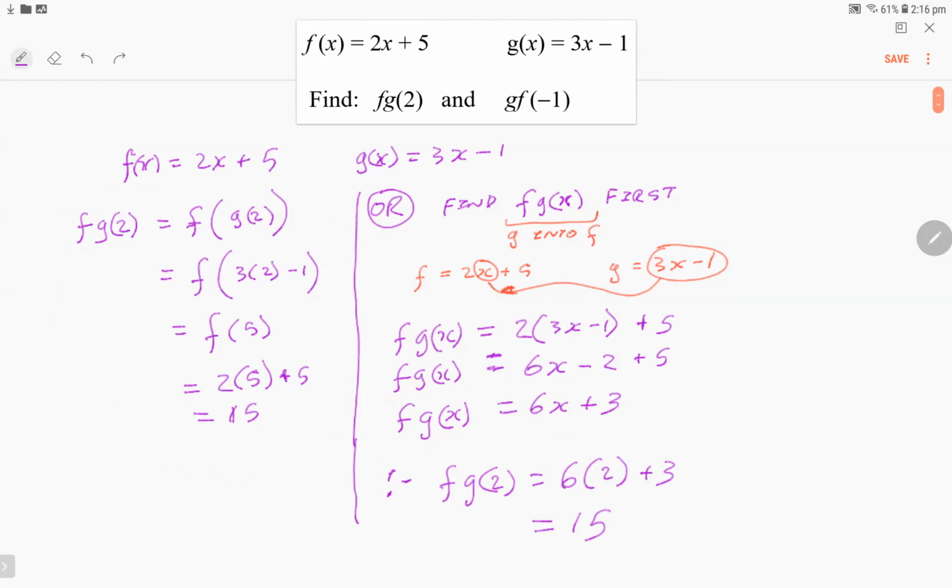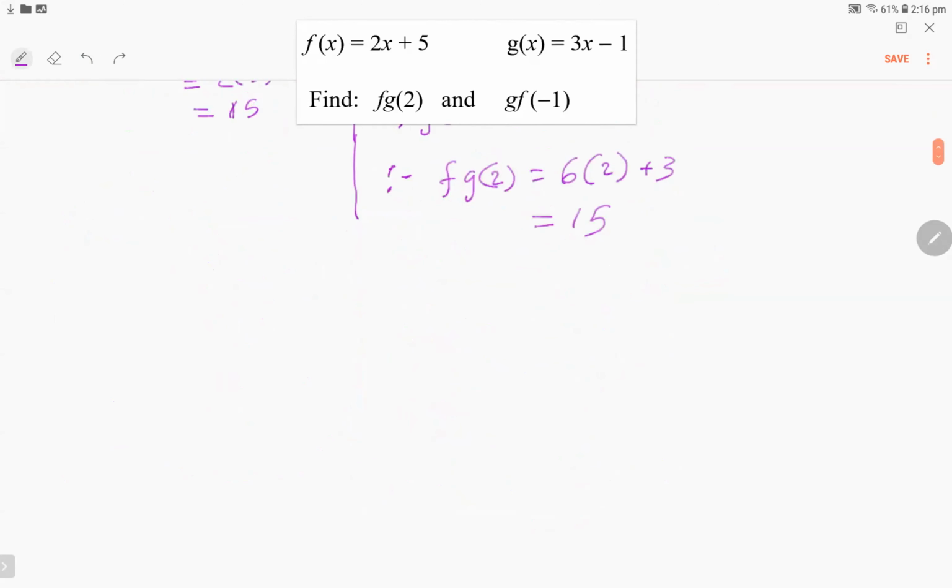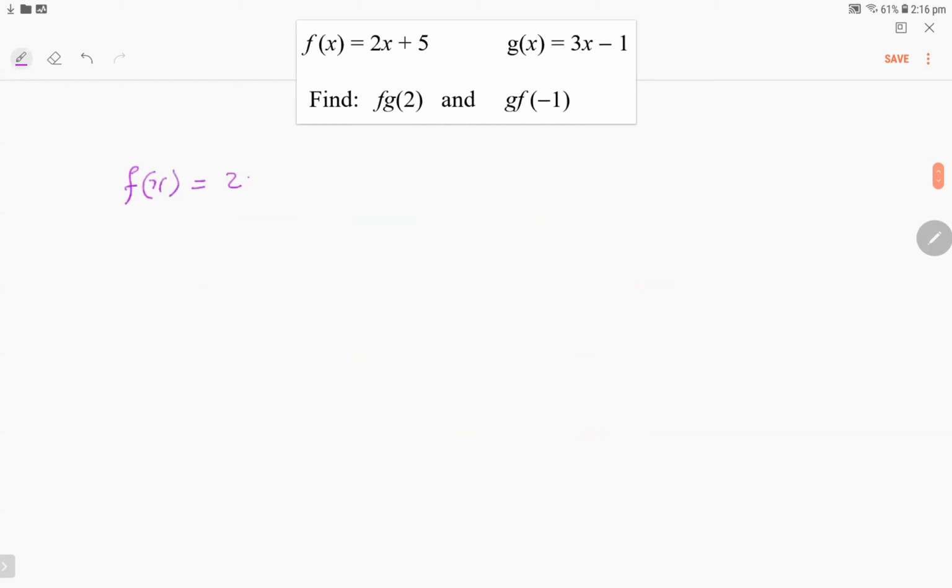Let's do the g of f to the minus 1. Let's do that one now. So let's go up again and write them again. I was given f of x equals 2x plus 5, and g of x equals 3x minus 1. And this time I'm trying to find g of f to the minus 1. All right, now we're doing it with method 1.